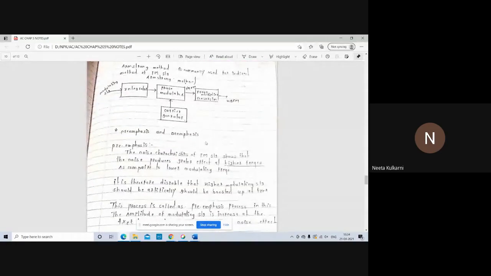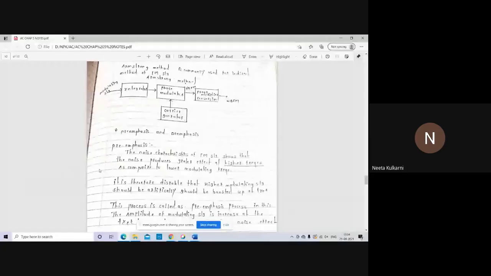Then we have seen these two processes in FM, pre-emphasis and de-emphasis. So why are these two processes carried out in FM, pre-emphasis and de-emphasis? Can you tell?